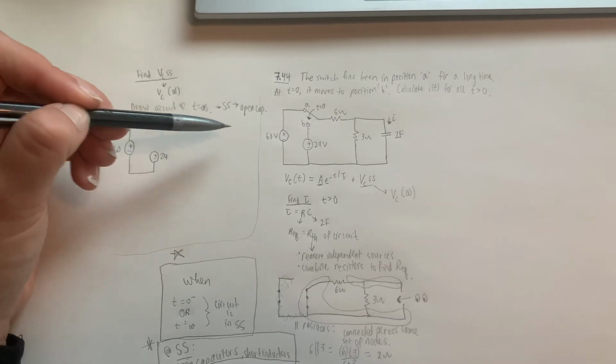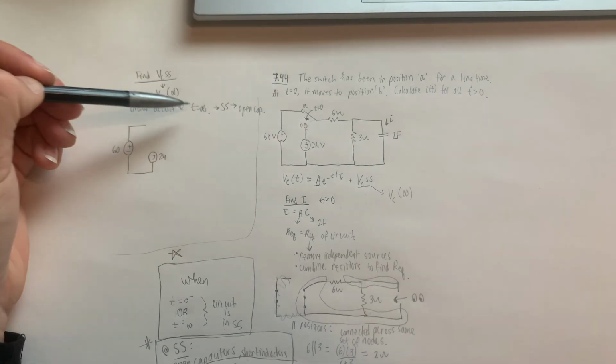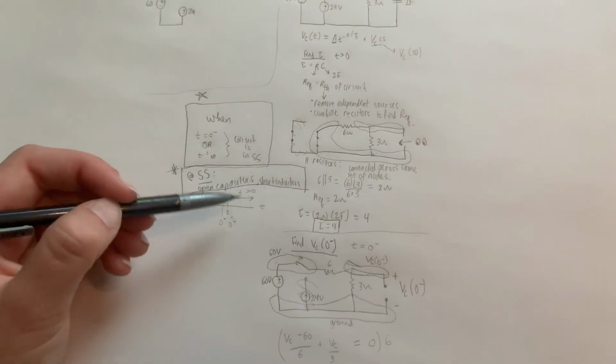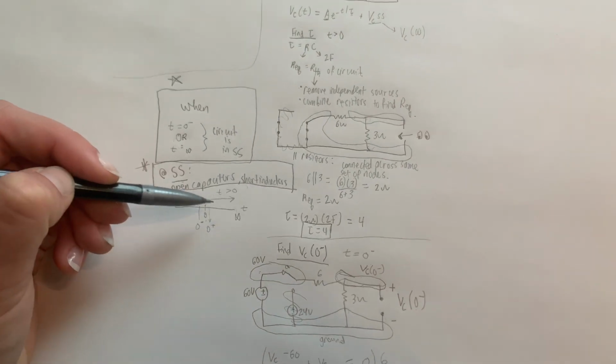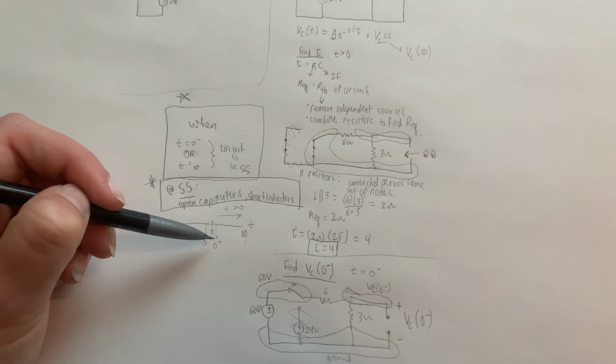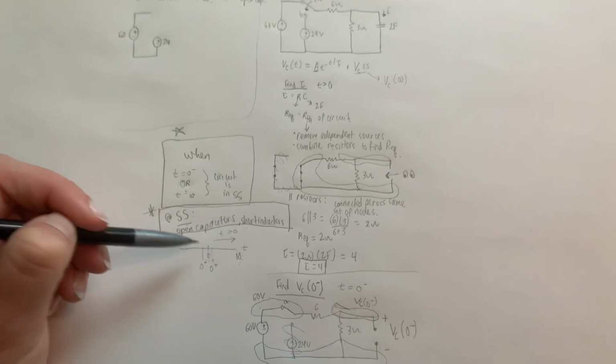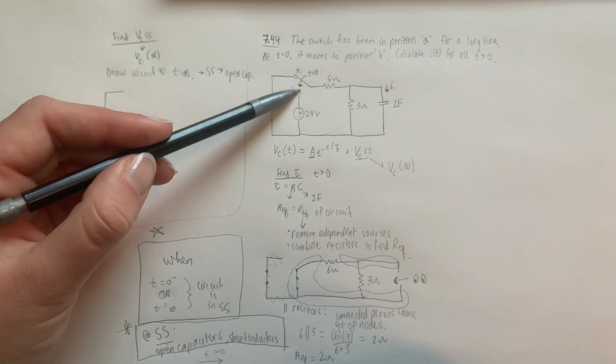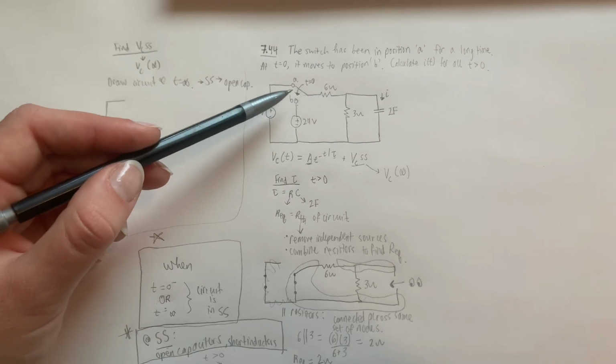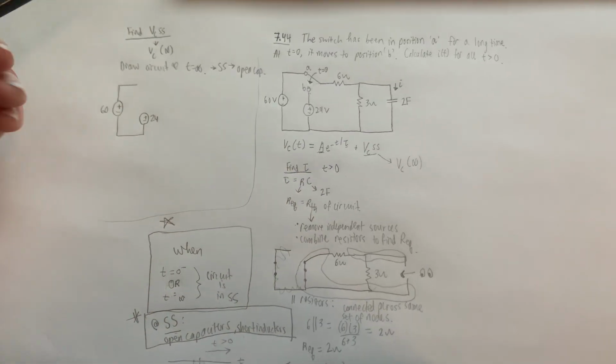Consider where your switch will be. At infinity, infinity is greater than 0. So if I go back to my number line, this is infinity, obviously, at the very end. And so infinity is greater than 0. So we know that the switch moves to B at 0. So any time past 0 would mean the switch is still at B.